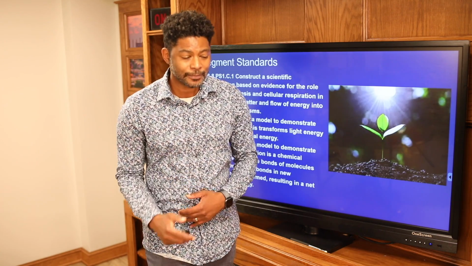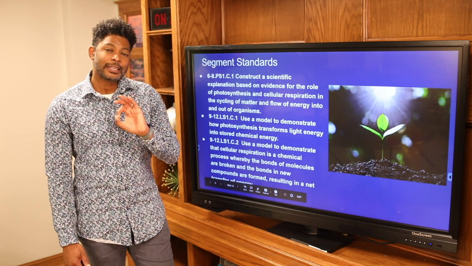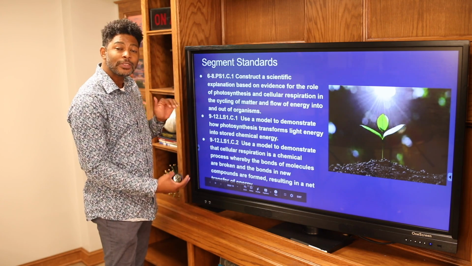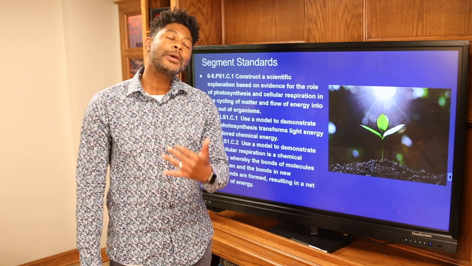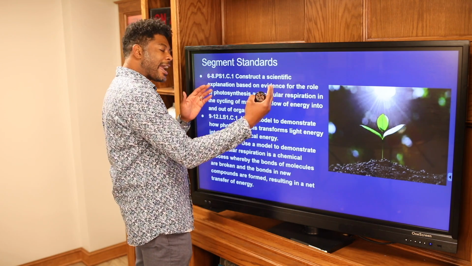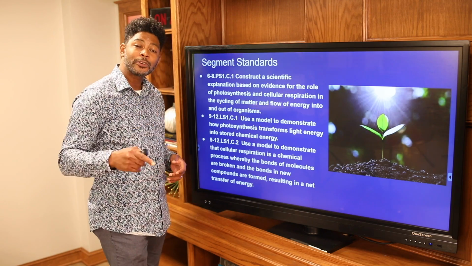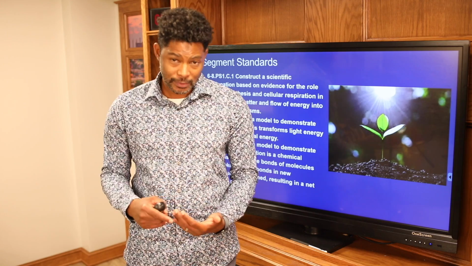Now, as always, we've got to start with our standards. And as we said, the standard for our middle school actually links up with the standards for our high school. Alright? So again, with our middle school standard, we're looking at how photosynthesis and cellular respiration work together to cycle energy through not only ecosystems, but through organisms.